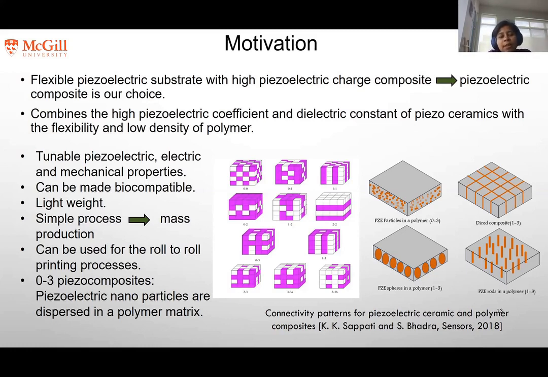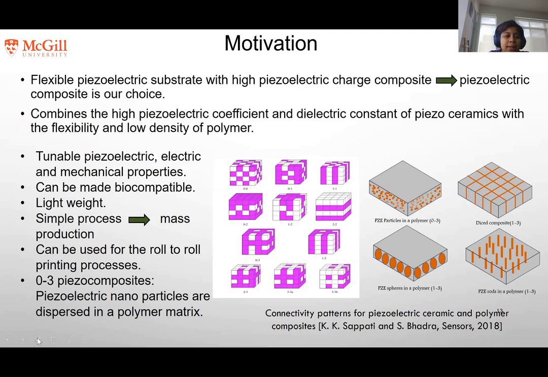What a composite does is it basically combines the high piezoelectric charge coefficient and the dielectric constant of piezoceramics like PZT or barium titanium oxide with the flexibility and the low density of polymer. So the composite can have tunable piezoelectric, electric or mechanical properties.